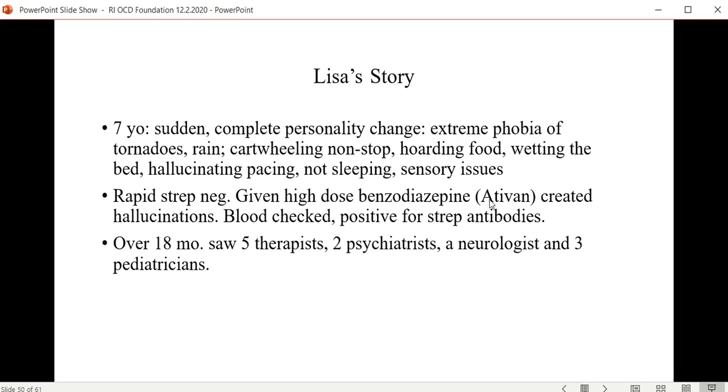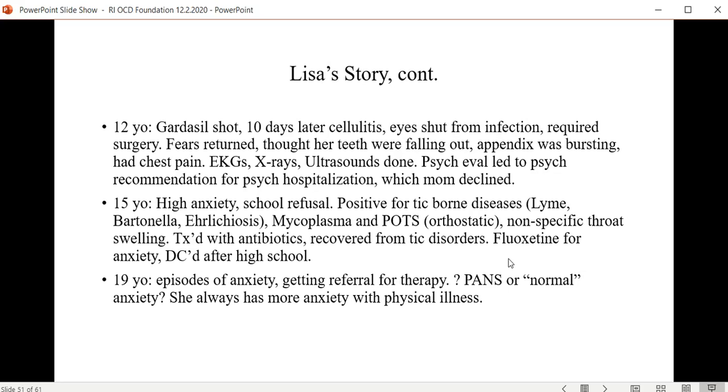She was given high-dose Ativan. Unfortunately, there was a psychiatric misstep, and this created hallucinations because she was so agitated, they were just trying to knock her out. Her blood was checked because an emergency room physician, on like the third visit by the mother to the psychiatry, to get help for her daughter, said, check her antibodies, and in fact, she was positive. But despite that, and despite some treatment, over 18 months, she saw 5 therapists, 2 psychiatrists, neurologists, and 3 pediatricians. That is not an uncommon scenario.